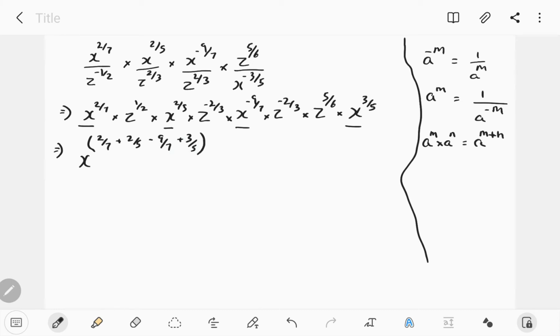See here, I have taken the powers and I have added them. Now multiplied by, same logic for the z terms. Z, Z, Z and Z multiplied with each other. The base is going to remain the same, Z. The powers are going to be added with one another. So the first power 1 by 2, second power minus 2 by 3, third power minus 2 by 3 and fourth power 5 by 6. That's all. Now the next step, we just simply need to add up the powers.